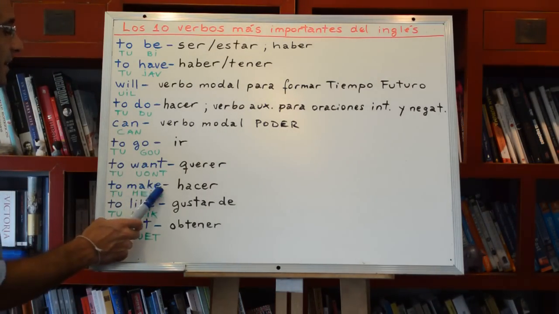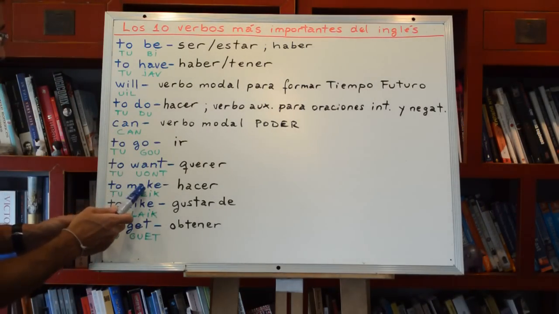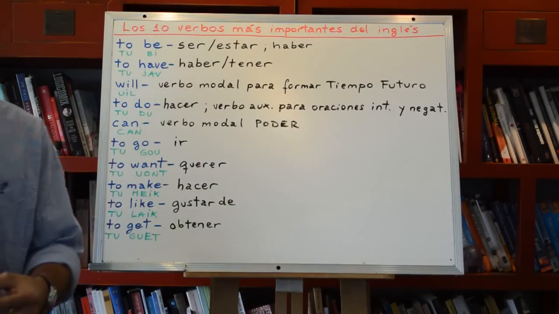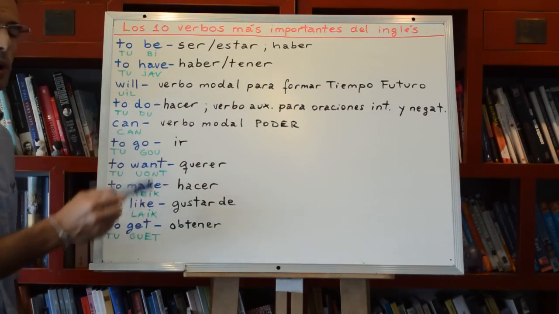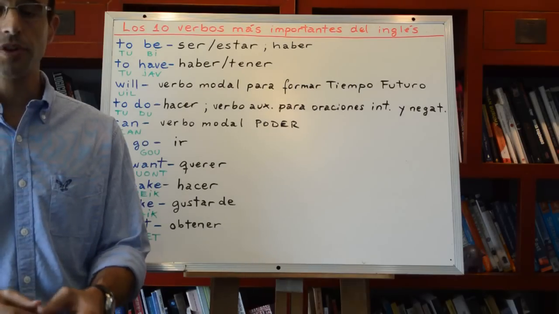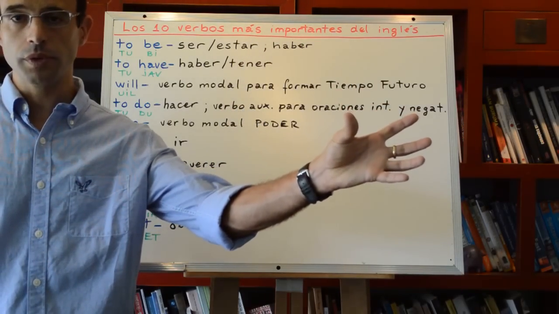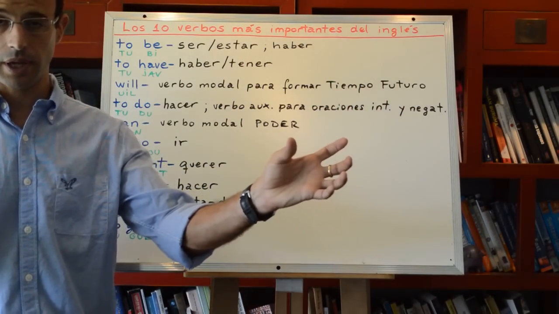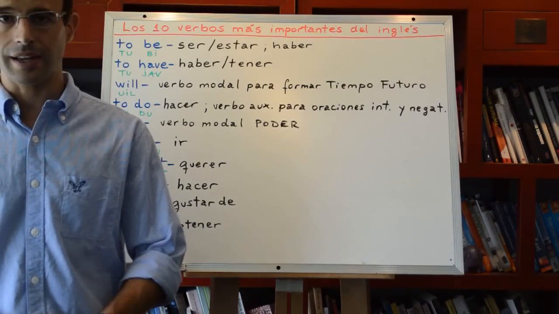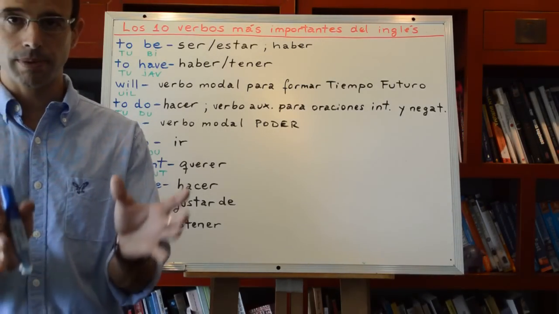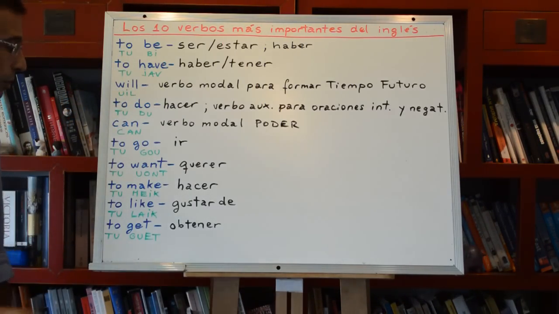Then we have the verb to make. The verb to make also means hacer. However, to make and to do are synonyms, but they are not used in the same situations. So, to make and to do both mean hacer, but there are very specific rules to tell us when we have to use the verb to do and when we have to use the verb to make. Okay? In my English lesson number 10, I think it was, I have clearly explained the rules to know when we use the verb to do and when we use the verb to make.